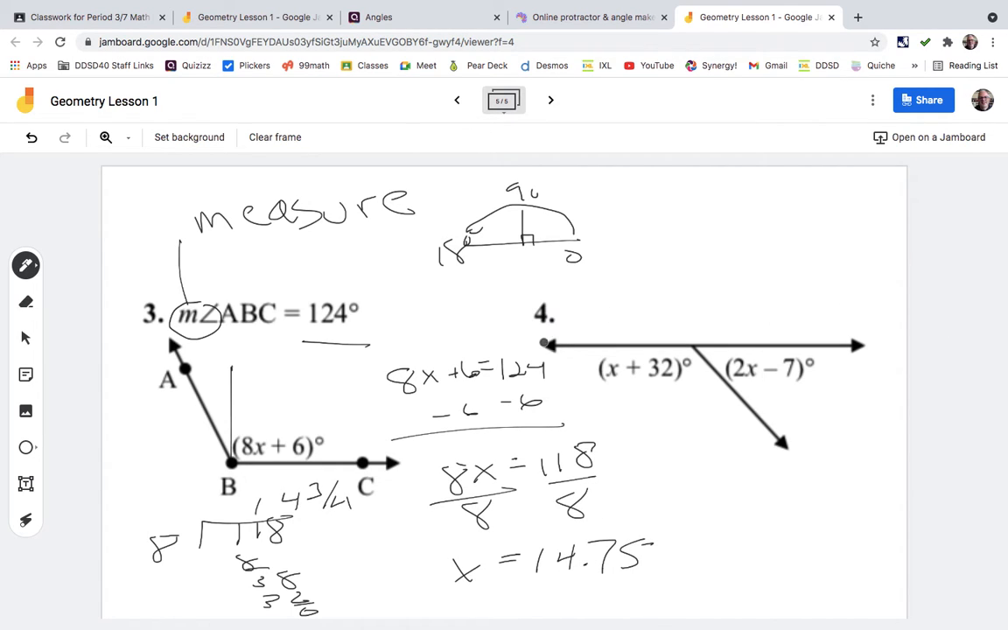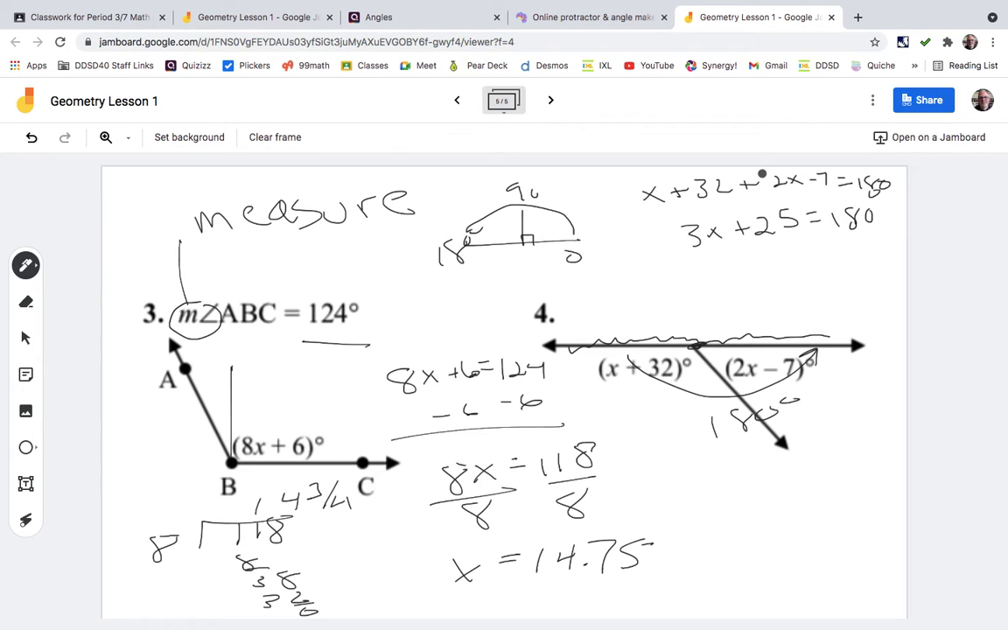This is a straight angle right here. So that means that it is 180 degrees. So from right there to right there is 180 degrees. So that means x plus 32 plus 2x minus 7 equals 180 degrees. So I can combine like terms, x and 2x, that's 3x. 32 and a negative 7, that is 25. That's equal to 180 degrees.